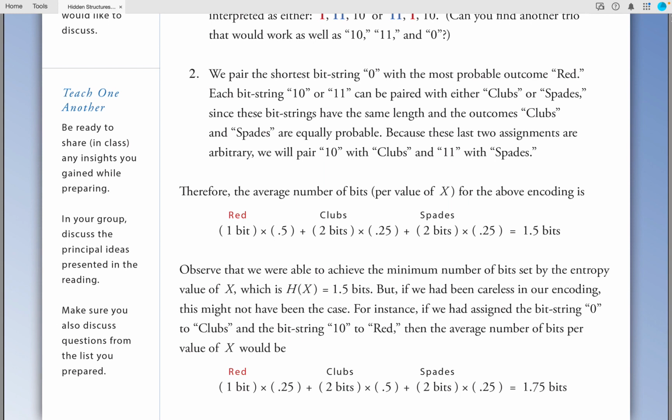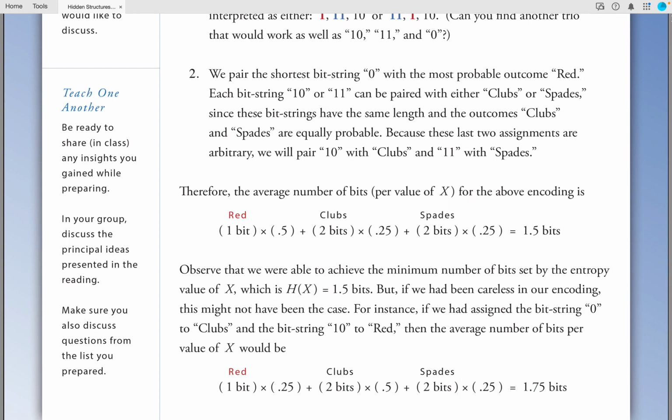Therefore, the average number of bits per value of x for the above encoding is 1 bit times 0.5 plus 2 bits times 0.25 plus 2 bits times 0.25, which is equal to 1.5 bits. Observe that we were able to achieve the minimum number of bits set by the entropy of the value of x, which is 1.5 bits. But if we had been careless in our encoding, this might not have been the case.